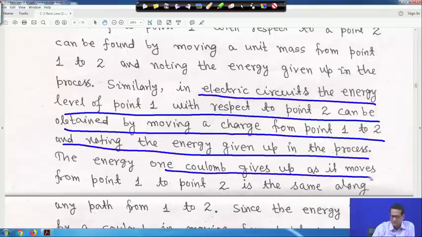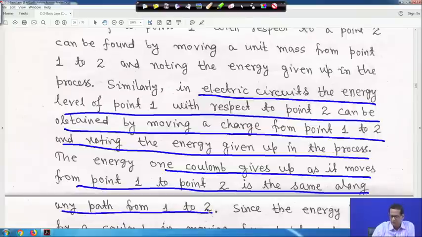is the same along any path from 1 to 2. Whichever way you take, you are taking a coulomb of charge from point 1 to 2 and noting the energy given up.